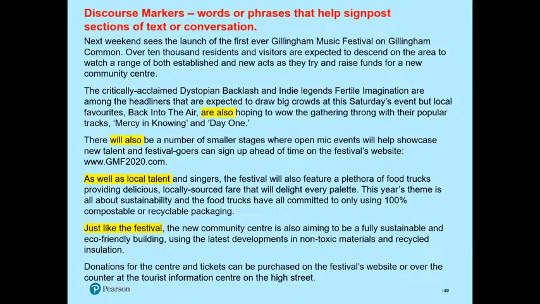As well as local talent and singers, the festival will also feature a plethora of food trucks, providing delicious locally sourced fare that will delight every palate. This year's theme is all about sustainability, and the food trucks have all committed to only using 100% compostable or recyclable packaging. Just like the festival, the new community centre is also aiming to be a fully sustainable and eco-friendly building, using the latest developments in non-toxic materials and recycled insulation.